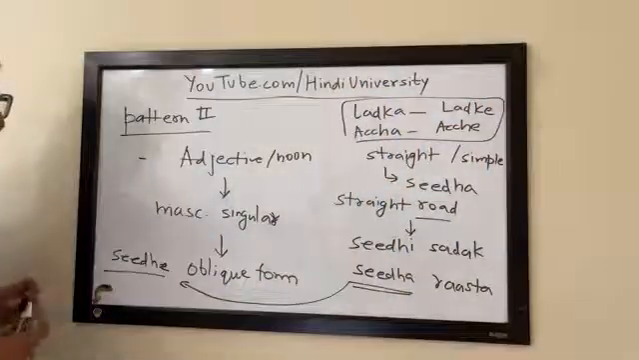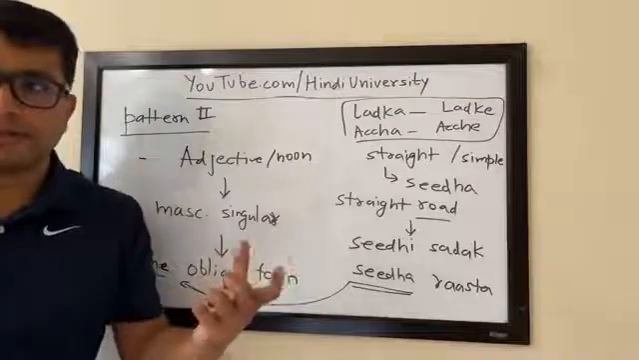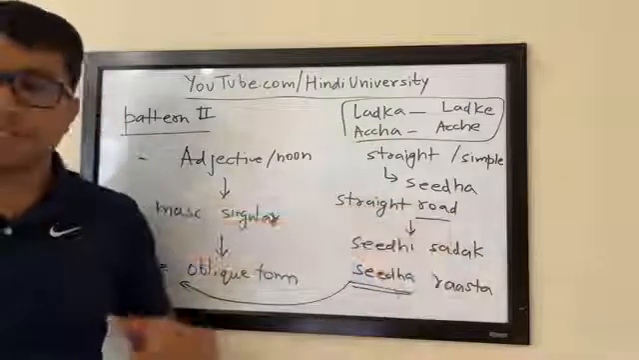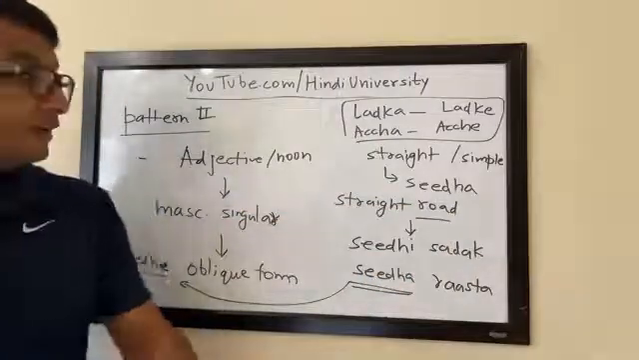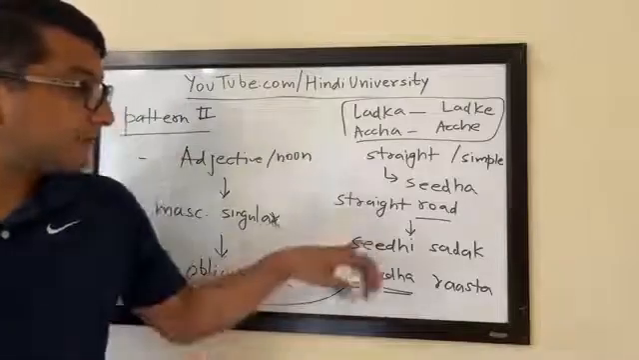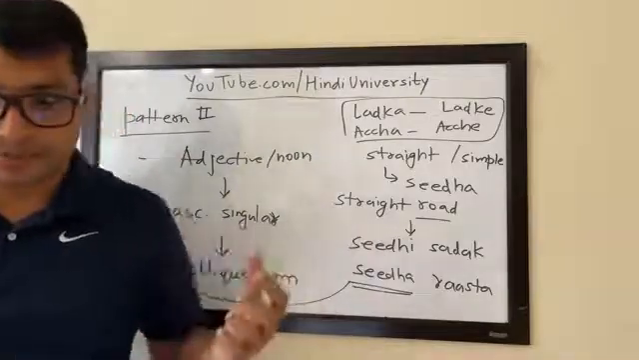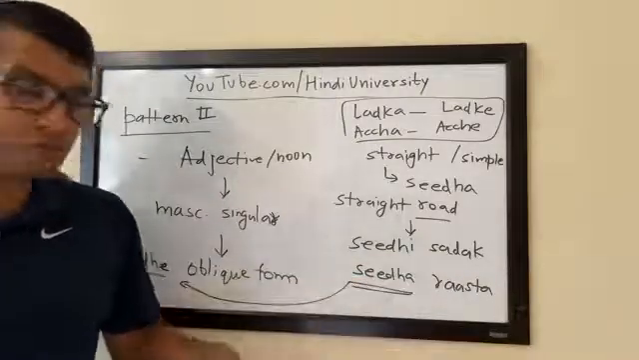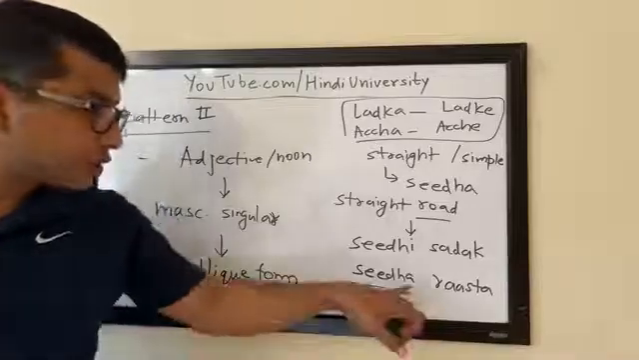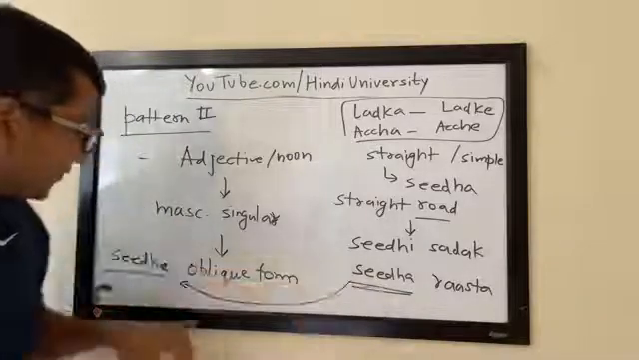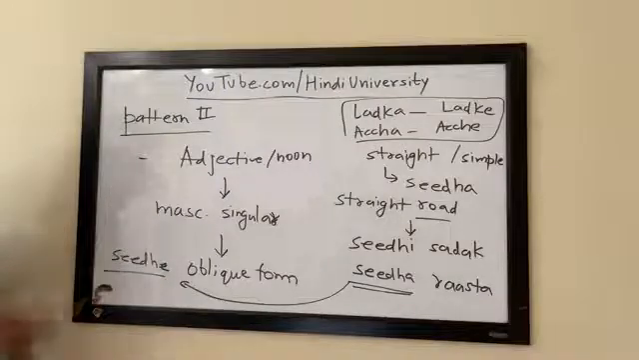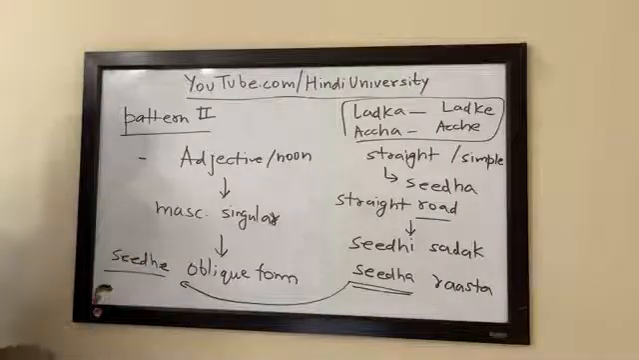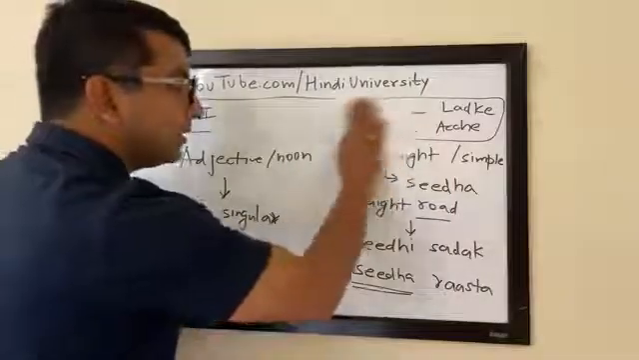Okay. Similarly, you took a simple adjective, seedha. You can test that seedha can be inflected. You can say seedha rasta, seedha ped, seedhe ped if you're talking about multiple trees, seedhi sadak. But right now you are worried about how to form an adverb. So you took the masculine singular form, which is seedha, and you made an oblique case of it, seedhe. So seedhe is basically one of your adverbs.